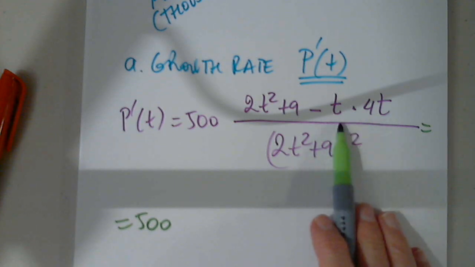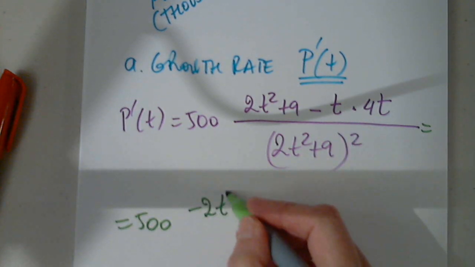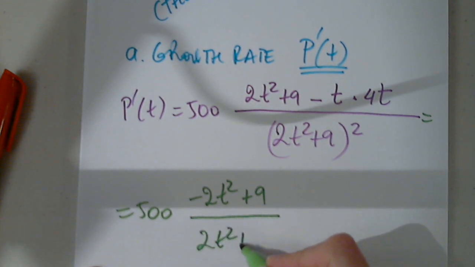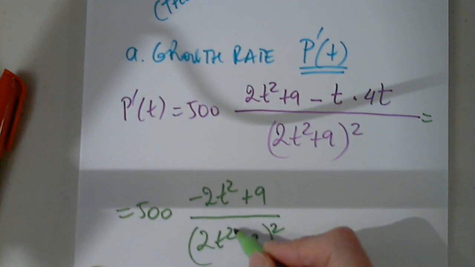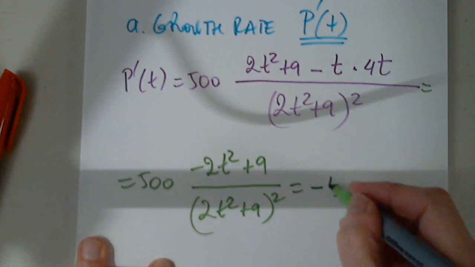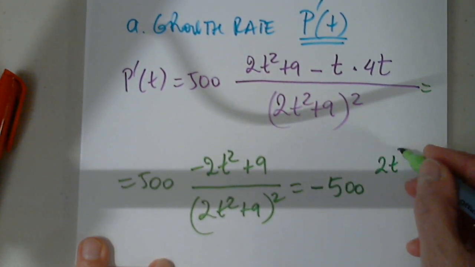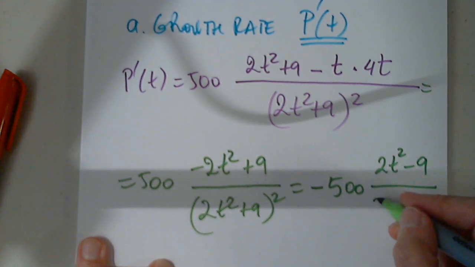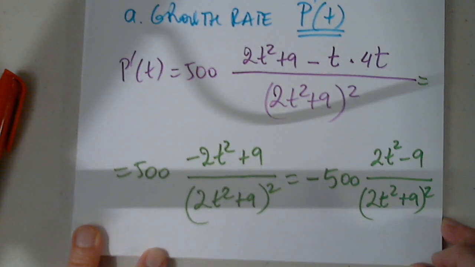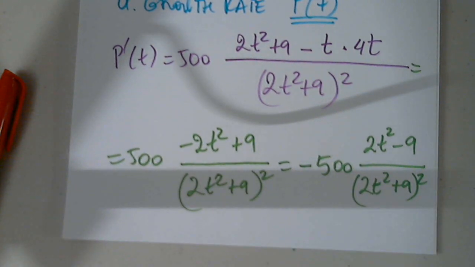2t squared minus 4t squared is negative 2t squared plus 9 over 2t squared plus 9 squared. I don't like a negative leading coefficient, so I'm going to write negative 500 times 2t squared minus 9 over 2t squared plus 9, everything squared. But again, this is just a matter of habit. That's me. I don't like negative leading coefficients.